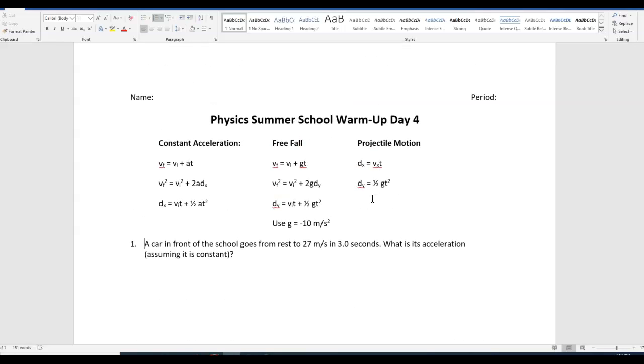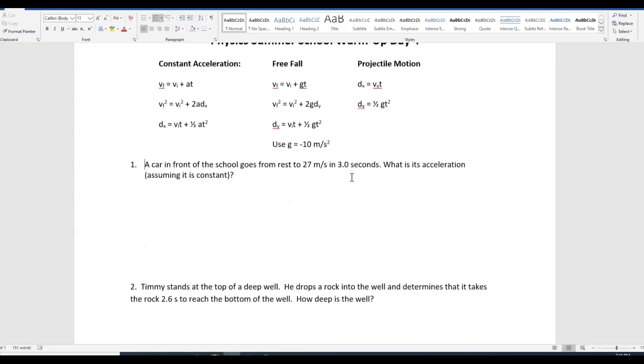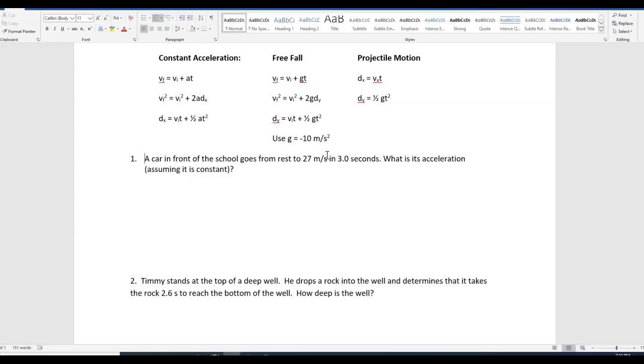Okay, so in this video we're going to be going over the day 4 warm-up. We've got 3 questions here, one about constant acceleration, and then 2 questions about free fall. Okay, so let's take a look at question 1. And as always, let's see if you can answer this question on your own. It's a pretty straightforward constant acceleration question, so hopefully you can figure this out on your own.